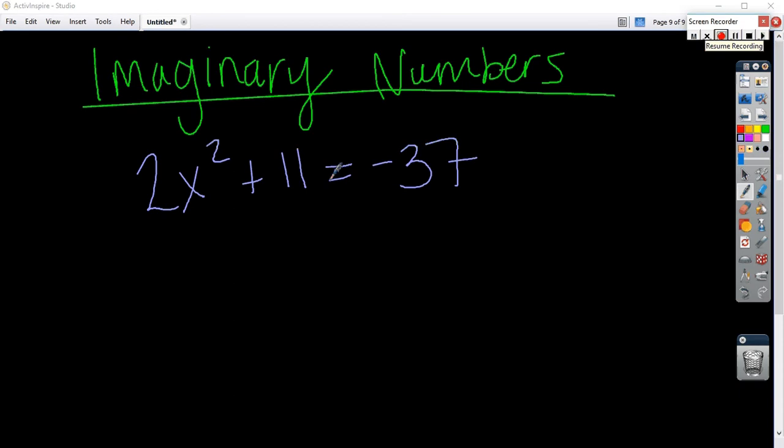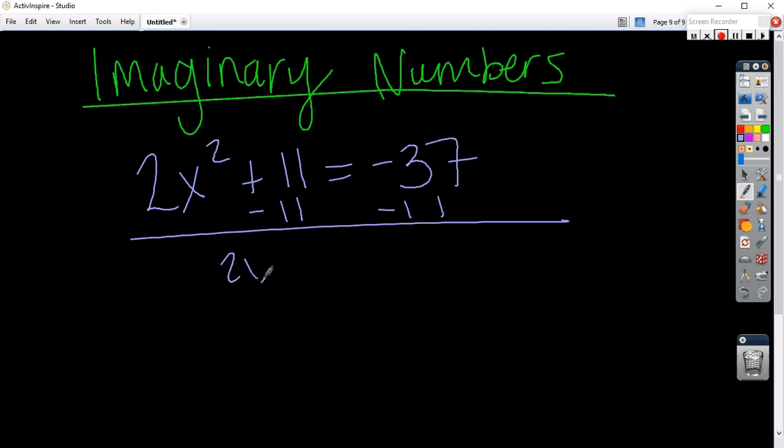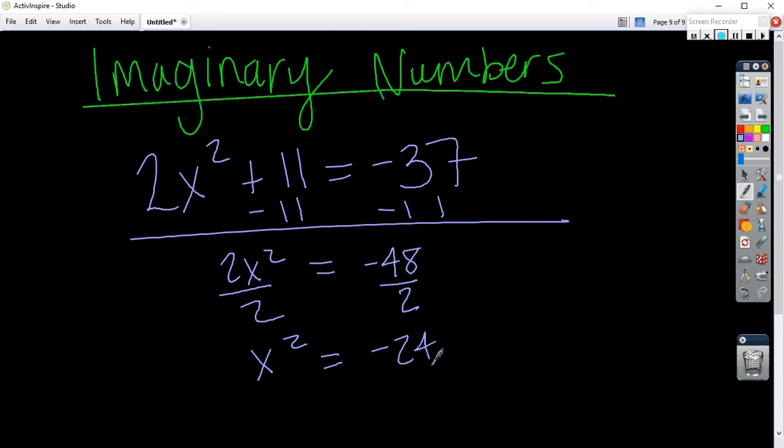Got numbers? All right, we all agree that we did this, right? And that's what I wanted you to see. So I got negative 24. Why is that a bad thing? Why can't I have a negative under the bracket?